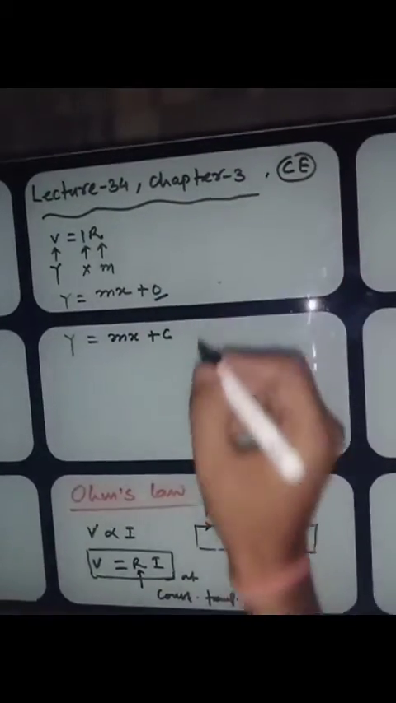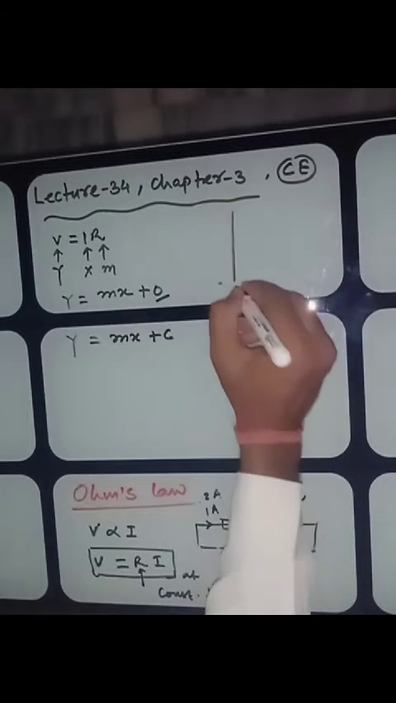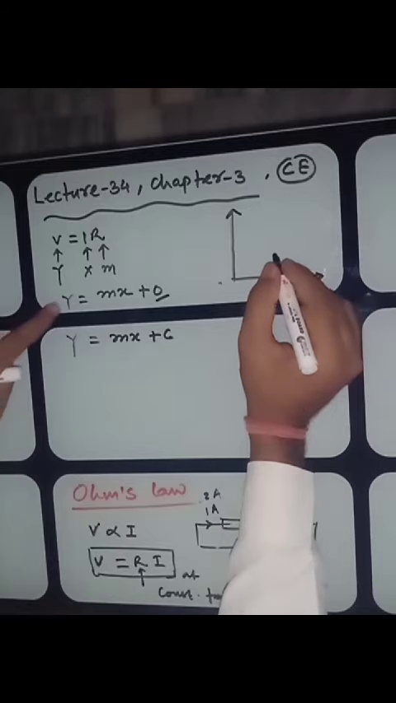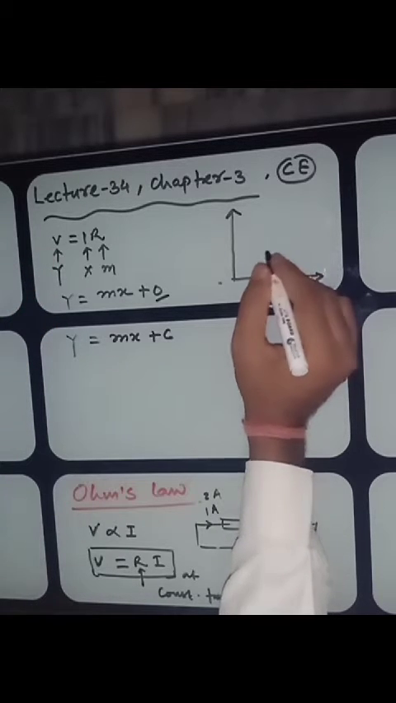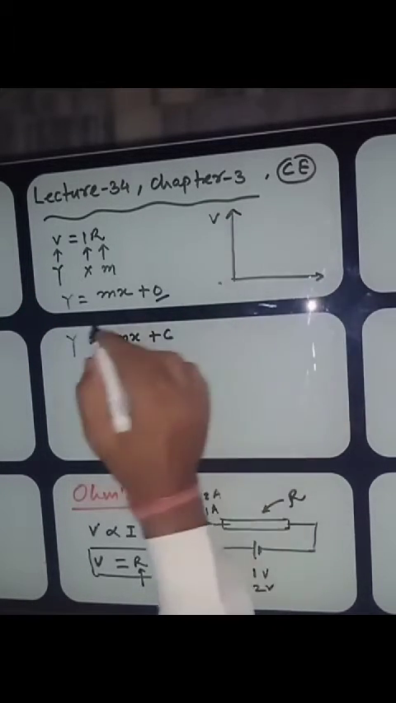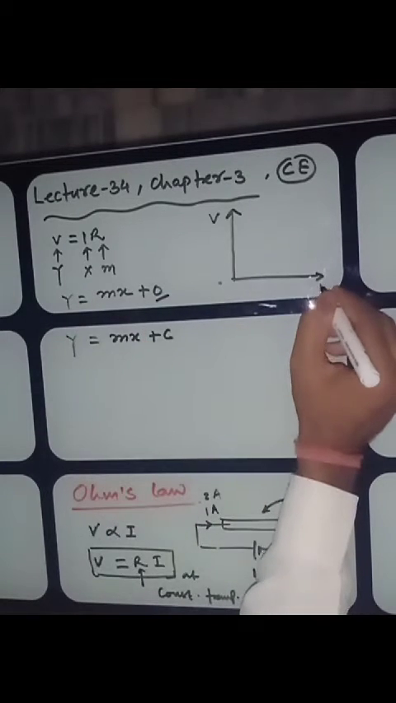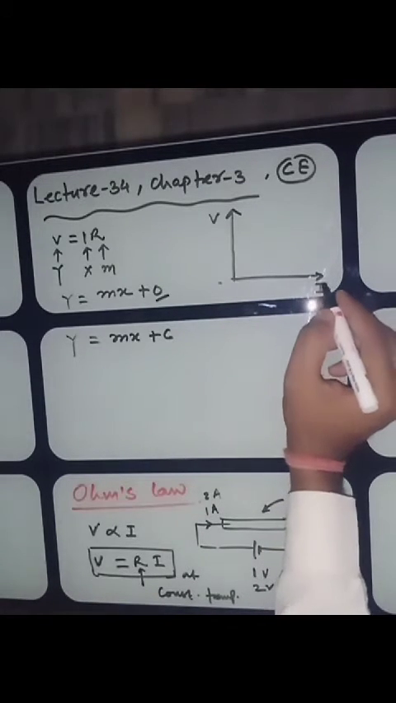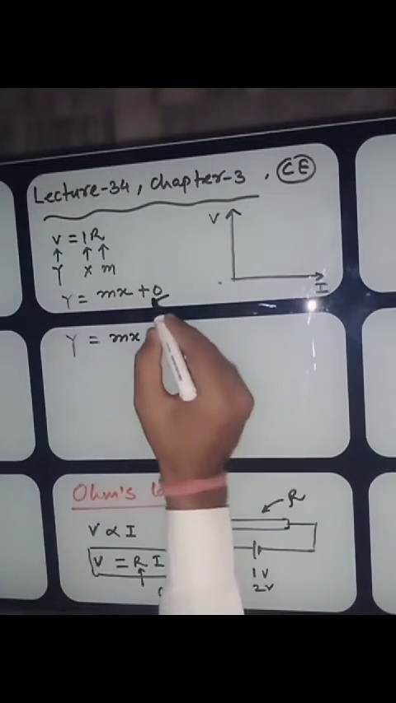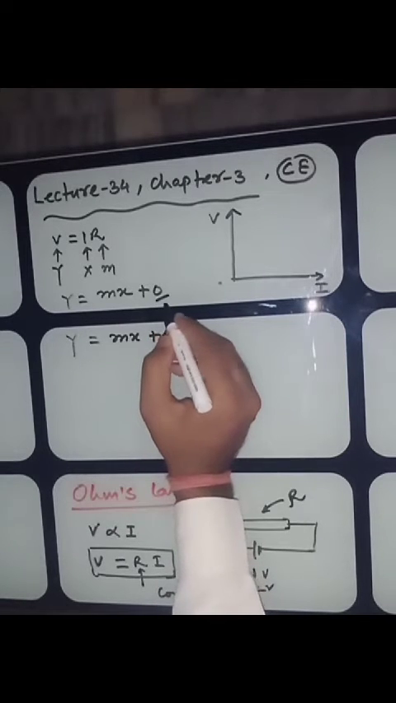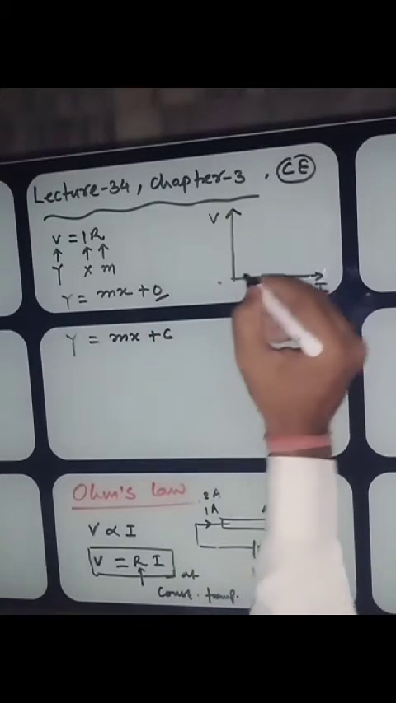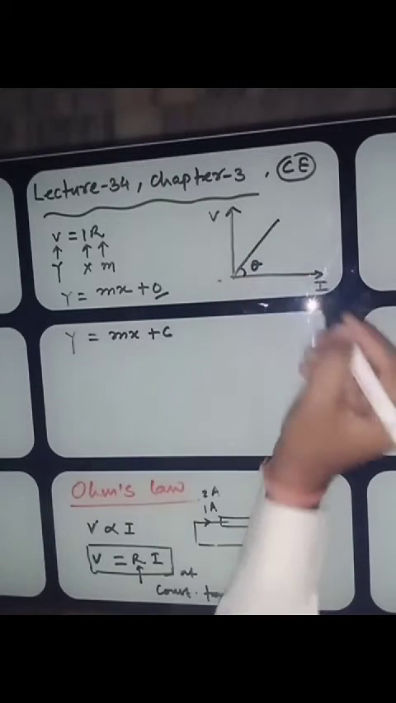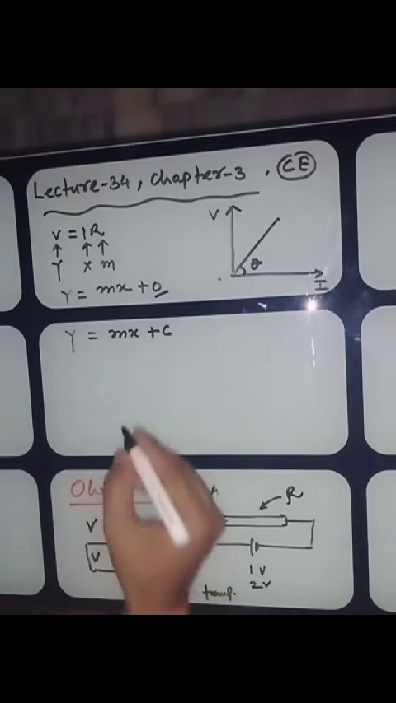In this graph, on the y-axis we have taken the voltage V, and on the x-axis we have taken the current I. This is in volt and this is in ampere, my dear student. Now, if c is 0, which is a constant, then the graph should start from the origin, and it will look like this. And if this angle is theta, then this will give you the slope.